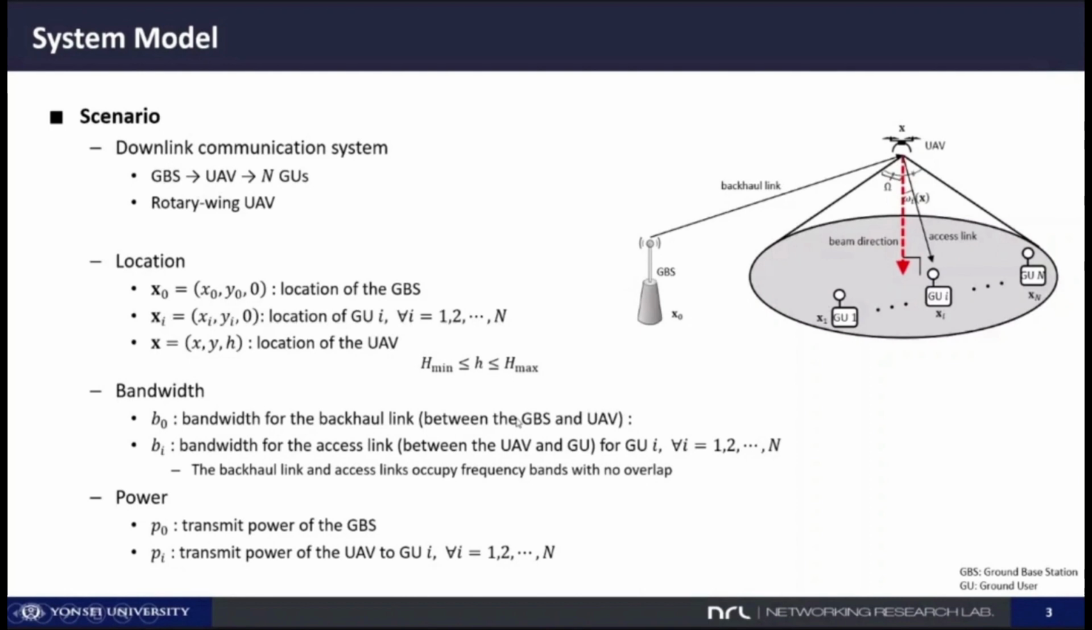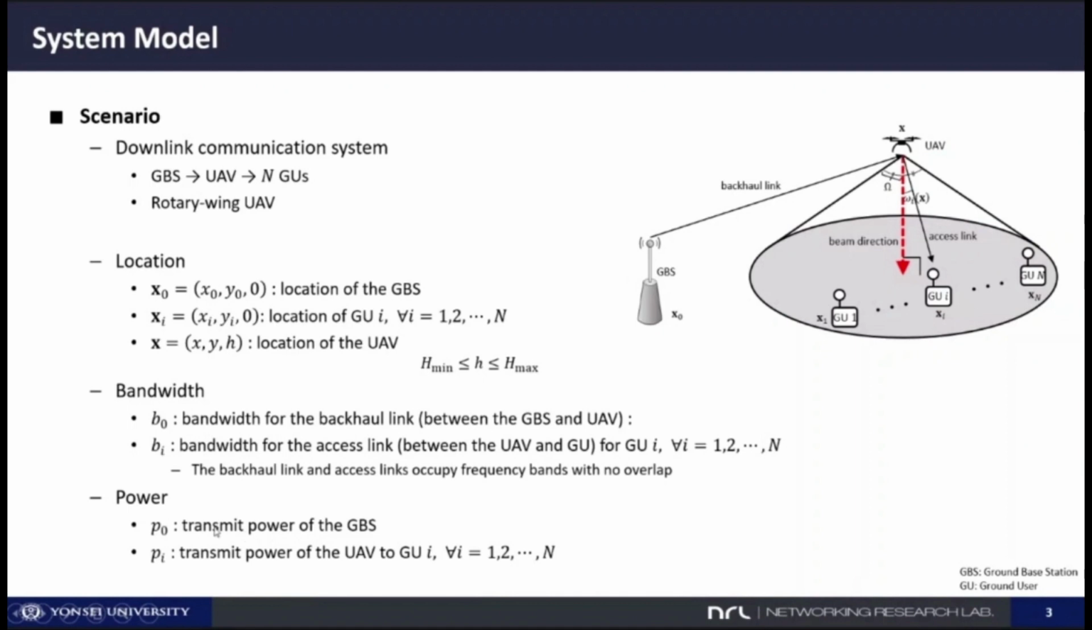Next, we record the link between the ground-based station and the UAV as a backhaul link, and the link between the UAV and the ground user as an access link. And we denote the bandwidth for the backhaul link as B0, and that for the access link for ground user I as BI. And we also assume that there is no overlap between the backhaul link and the access link for the frequency bands. So there is no interference among all links.